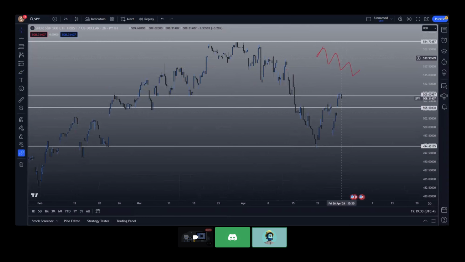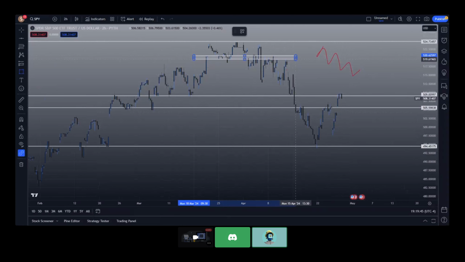You know what I mean? And you see why I say that? Because even though I don't see it reject 520 to the penny, and support and resistance never will, there's definitely sellers there because of the fact that.